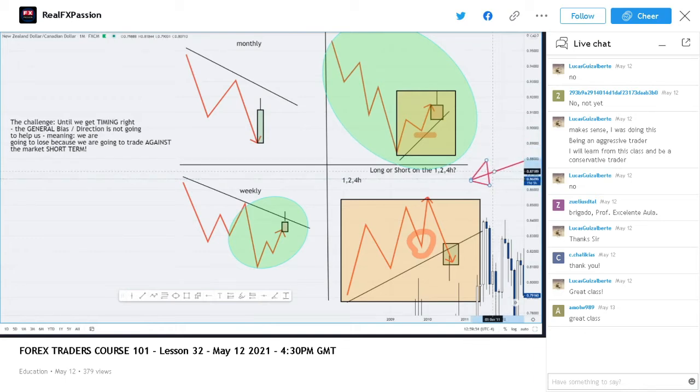Make sense, everybody? Or is it too difficult? We need to make sense on the probability. So direction is one, right? Direction, it's easy, right? Most beginner traders, we know how to determine general direction. It's not that complicated, but timing is something completely different.